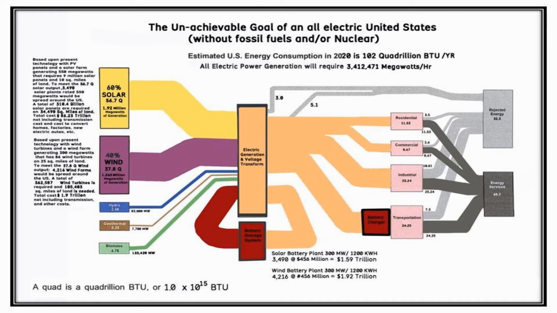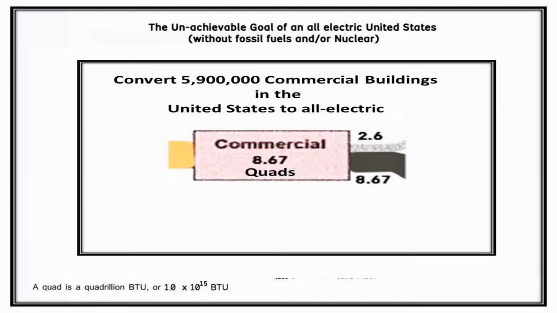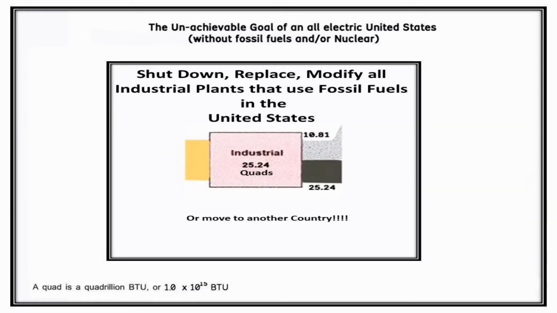3. Shut down and demolish 23,417 electric generators at 11,070 electric generating plants in the United States, and many more that are not utility scale size. 4. Convert 5,900,000 commercial buildings to all electric. 5. Shut down and replace or modify all industrial processes that currently are fueled with fossil fuels.